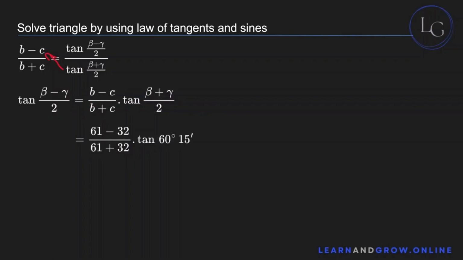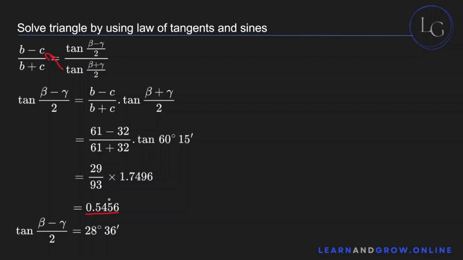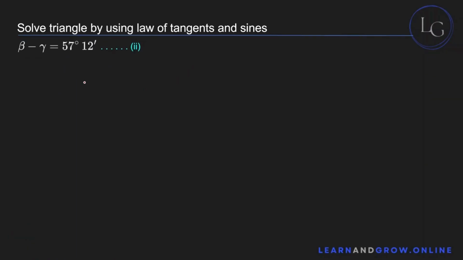So you get this, right? So tan beta minus gamma over 2 is equal to 0.5456. So take the tan inverse of this and you get 28 degrees and 36 minutes. So yeah, beta minus gamma over 2 is equal to 28 degrees and 36 minutes. Now, beta minus gamma is equal to 2 times beta minus gamma over 2. So you get 57 degrees and 12 minutes, right?